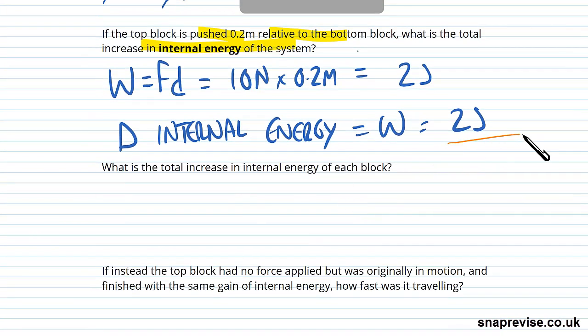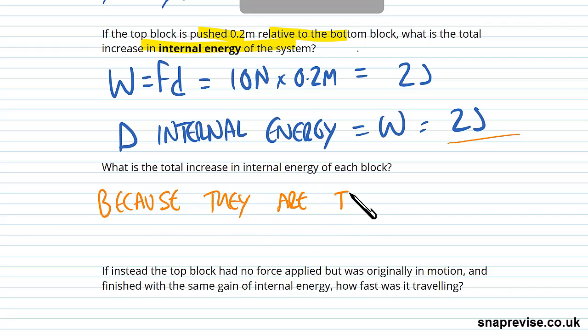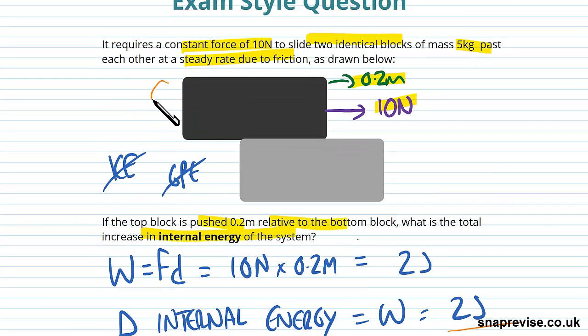We must split this internal energy because they are the same, because of this thermal equilibrium that we were talking about. And because they're the same, they must have the same internal energy. They're identical. So each block must have half the internal energy of the system. Here we were talking about the total energy of both blocks.